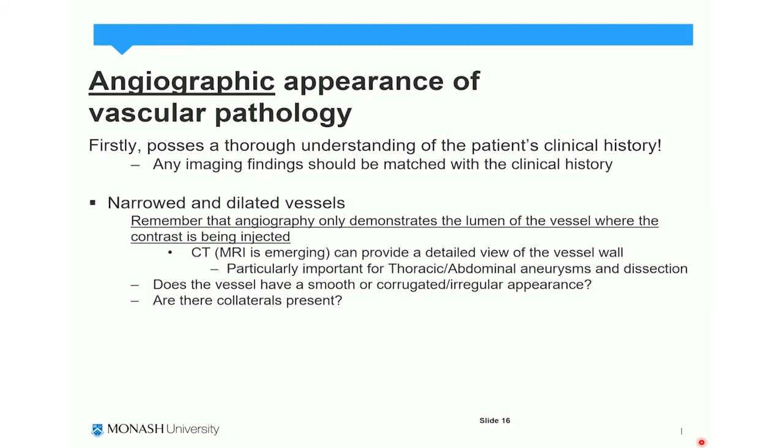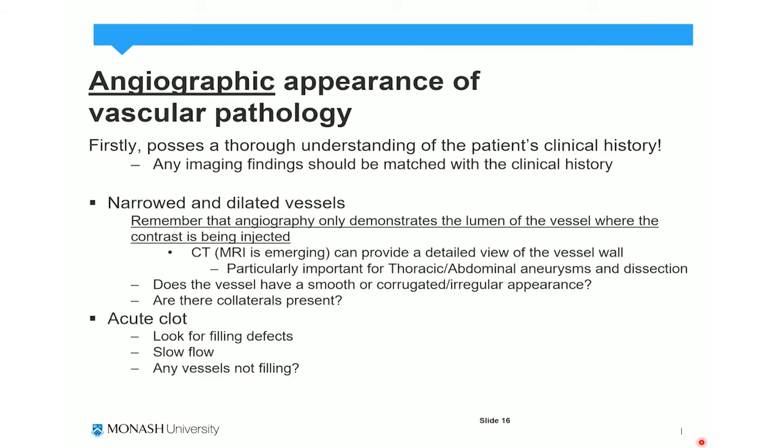So for narrowed and dilated vessels, I remind again that angiography only demonstrates, this is catheter-based angiography, the luminal vessel where the contrast is being injected. CT can provide a detailed view of the vessel wall, and it makes it particularly important for thoracic and abdominal aneurysms and dissections. So the questions we've got to ask is, does the vessel have a smooth or corrugated or irregular appearance? Are there any collaterals present?